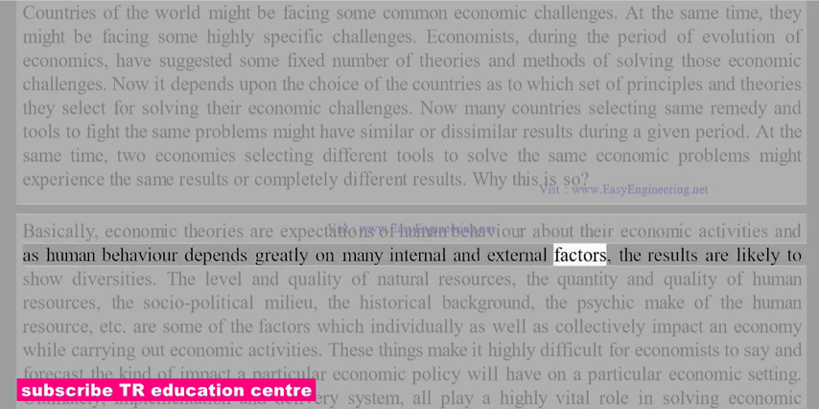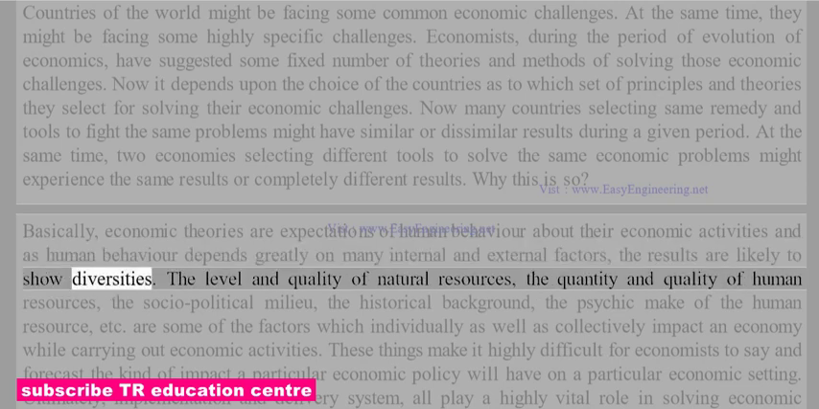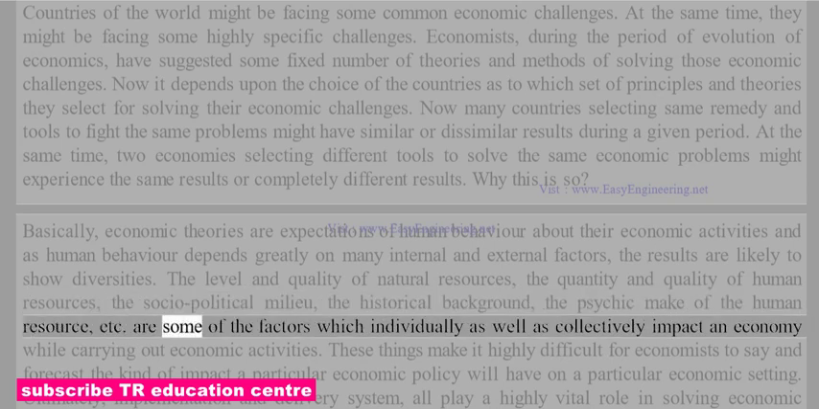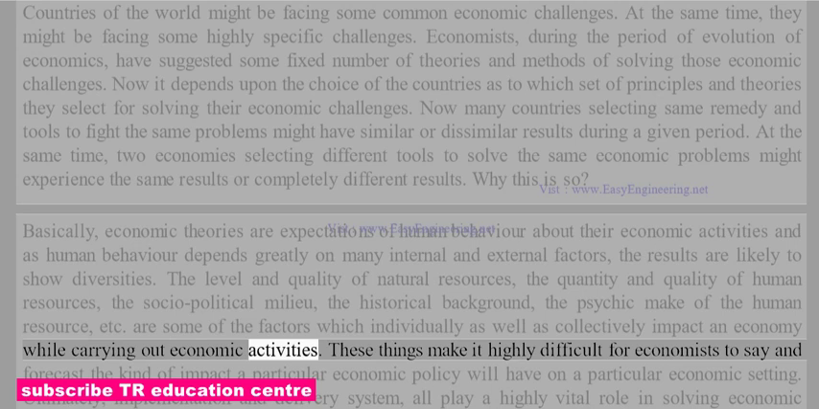Basically, economic theories are about economic activities, and as human behavior depends greatly on many internal and external factors, the results are likely to show diversities. The level and quality of natural resources, the quantity and quality of human resources, the socio-political milieu, the historical background, the psychic make of the human resource, etc. are some of the factors which individually as well as collectively impact an economy while carrying out economic activities.